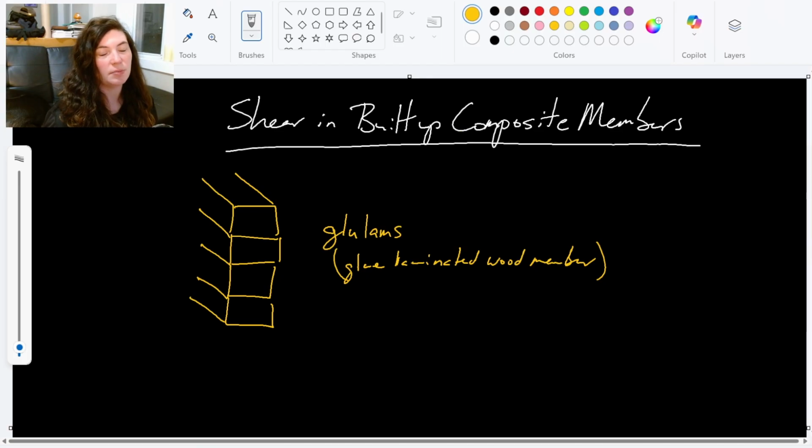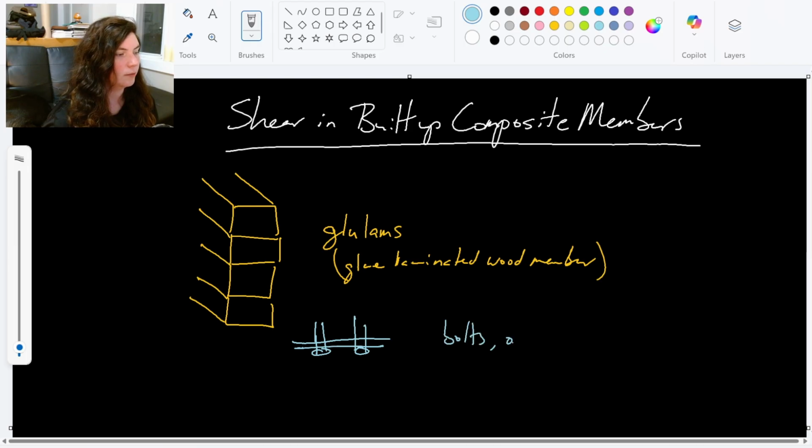We also see these built-up composite members in fasteners, right? So in building your chair, for example, you want to build an office chair or build a little chair for yourself, you might hold that together with bolts, right? So here's a metal plate, and it affixes to your chair with some bolts. So we might see bolts or rivets, nails, all those types of fasteners where you're just connecting one piece of material to another piece of material.